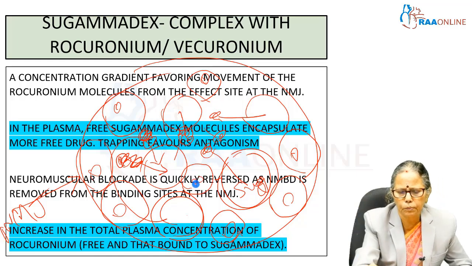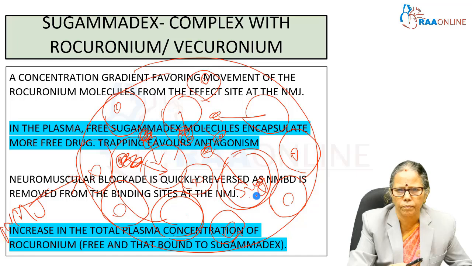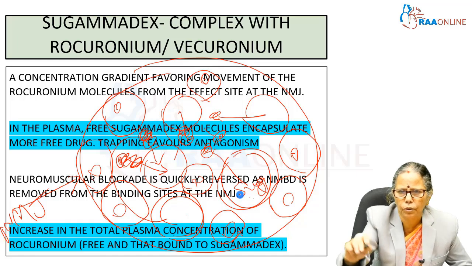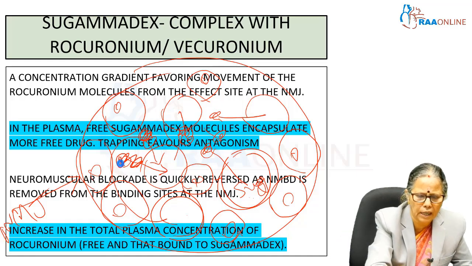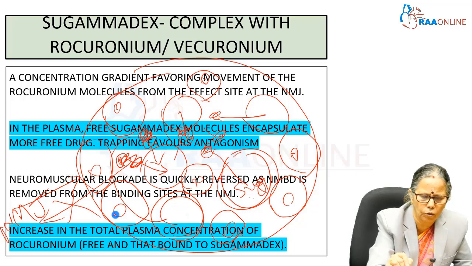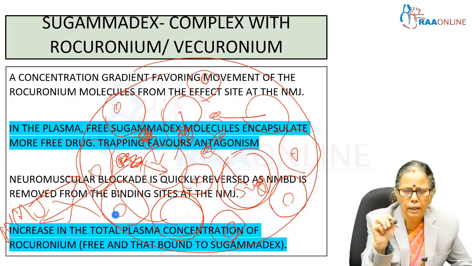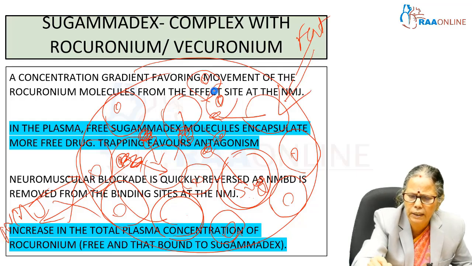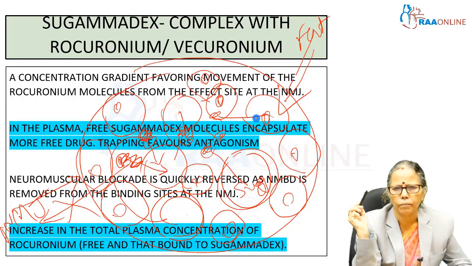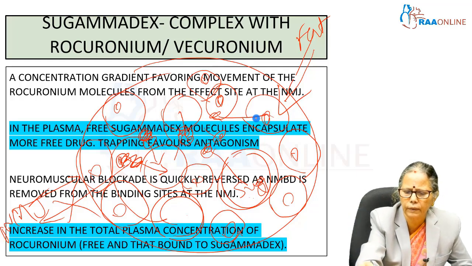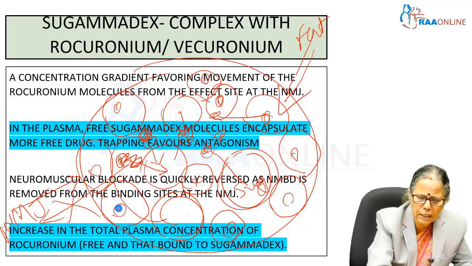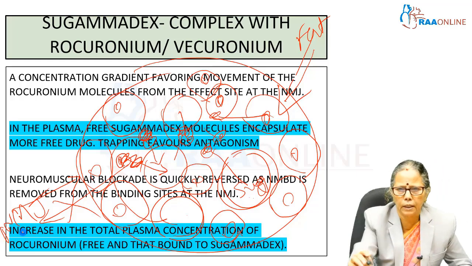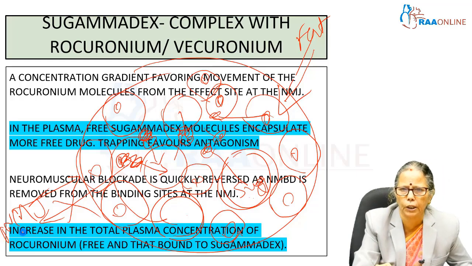So this molecule has no action. It will not go back to the NMJ. There is one-way traffic. It cannot go. It will not go back. Wherever it may even come from, fat, it may come from fat. But even then, as soon as it comes, it will be trapped. There is no way that this will go from here. From the plasma to the NMJ, there is no reverse transport at all.